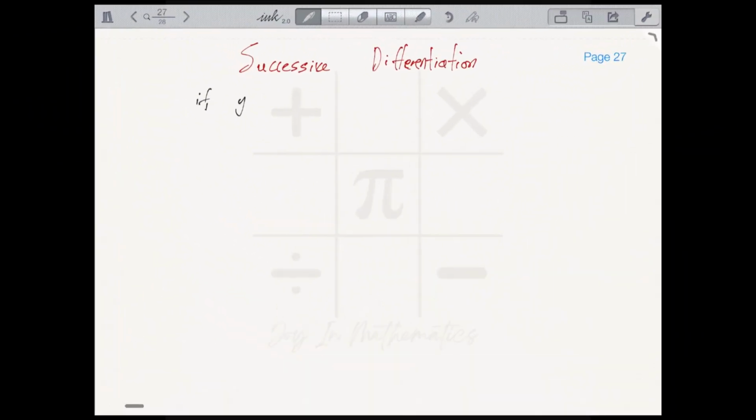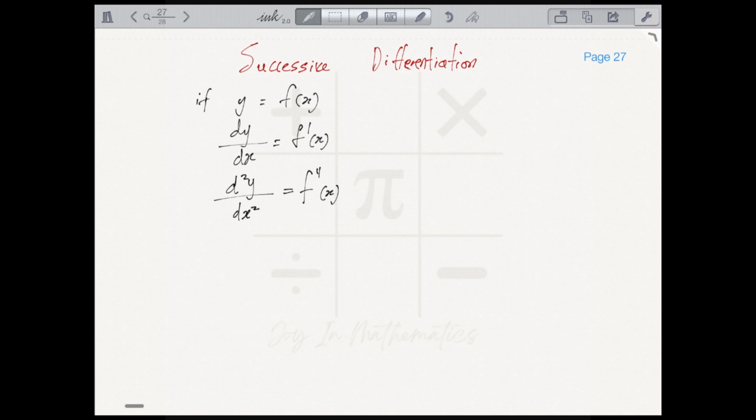If y is given to be equal to a function of x, as f of x, then dy/dx can be written as f prime of x. Now, if the expression is differentiated again, the second differential coefficient is obtained and it is written as d squared y over dx squared. And this can be written again as f double dash x.